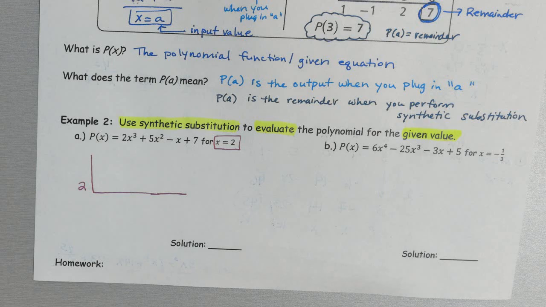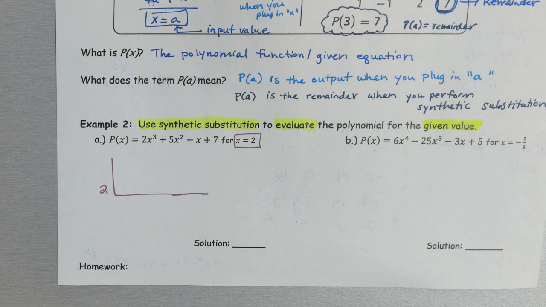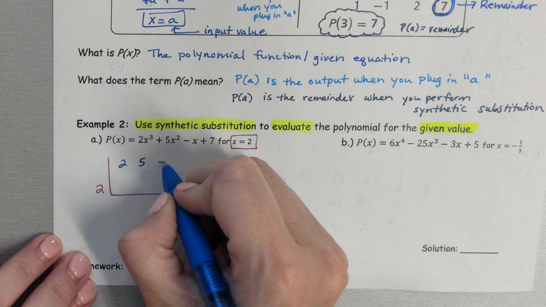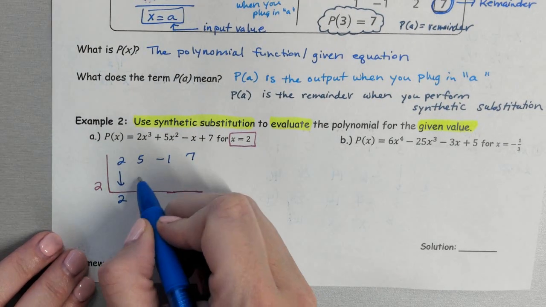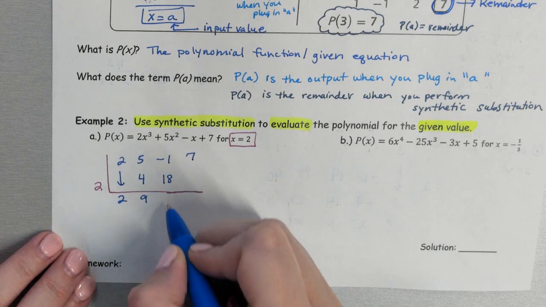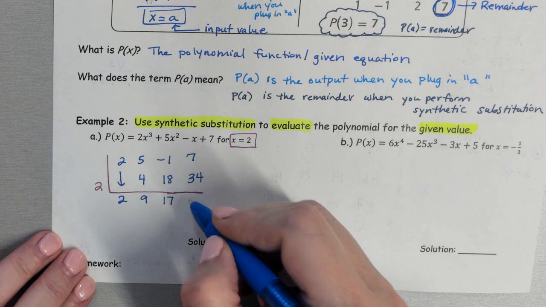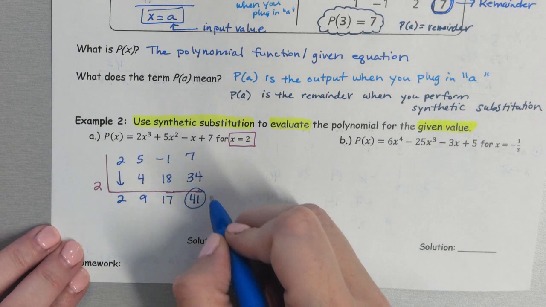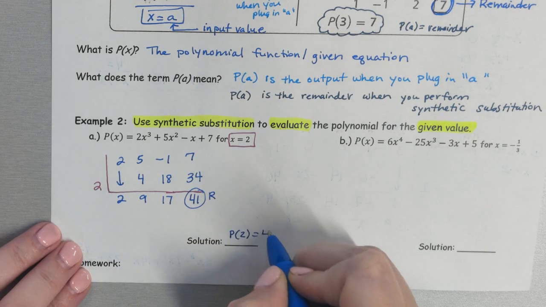Alright, let's see how the first one went. Emmy, will you tell me what your coefficients are for the first one? 2, 5, Nice. Okay, so we're going to drop the 2 and then multiply. 2 times 2 is 4, 5 plus 4 is 9, 9 times 2 is 18, negative 1 plus 18 is 17, 17 times 2 is 34, 34 plus 7 is 41. Okay, so your solution, remember this is your remainder, so this is P of 2 equals 41.